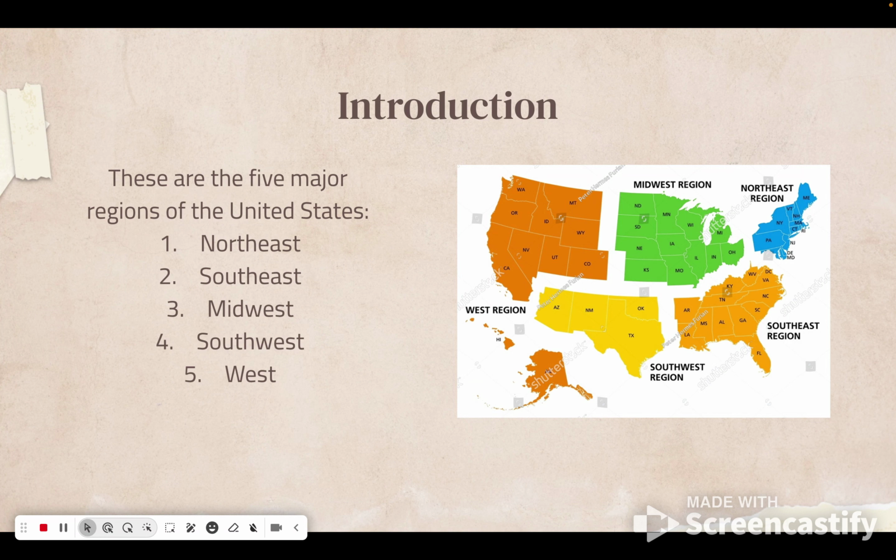Below that is the Southwest region, which is the smallest region in the yellow. It has states such as Texas and Oklahoma. And our last region is the West region, which has states like California, Utah, Hawaii, and Alaska.